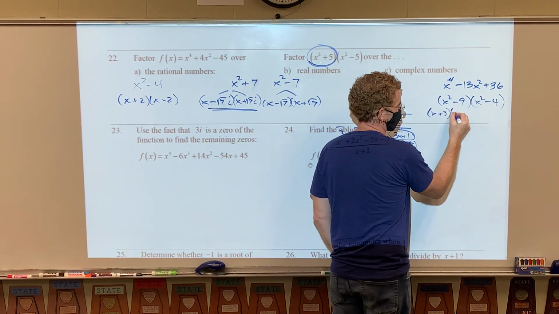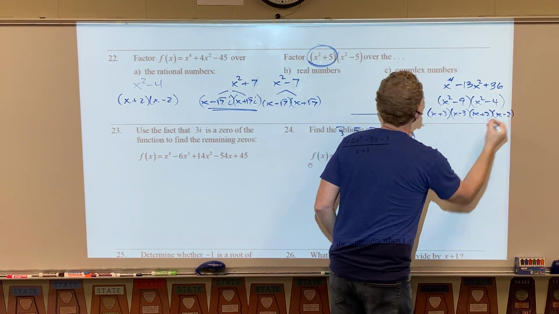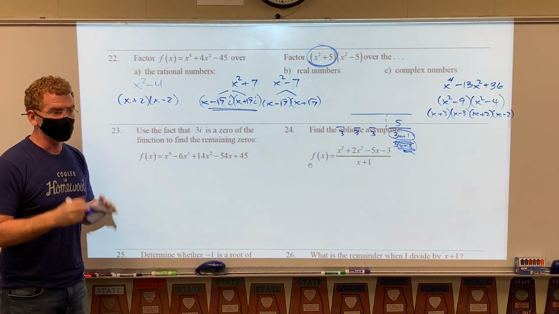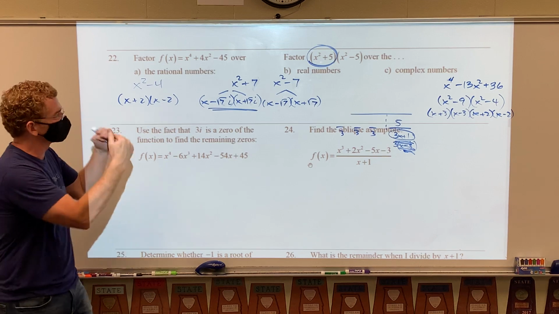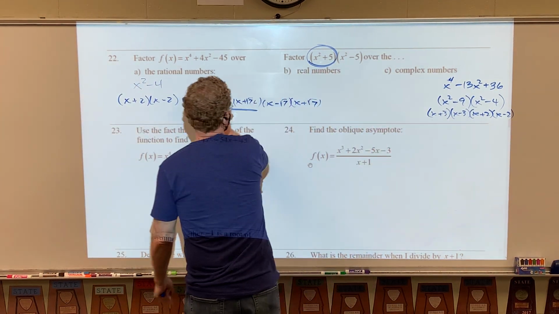I don't have to pull out radicals and junk like that. There are no i's that are needed here. So make sure if it says rational, you go as far as you possibly can using just the rational numbers. And do that with each of these. Don't just memorize stuff.